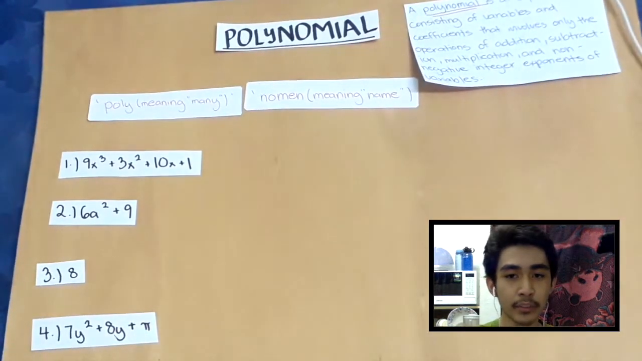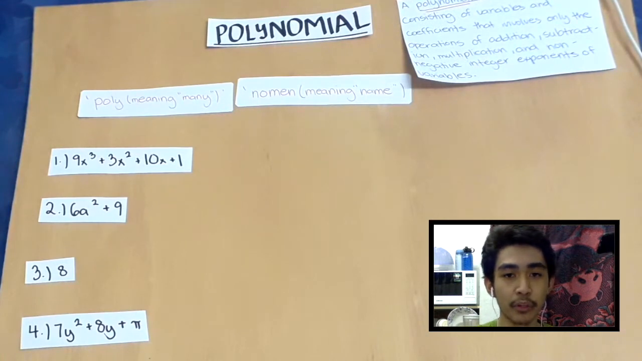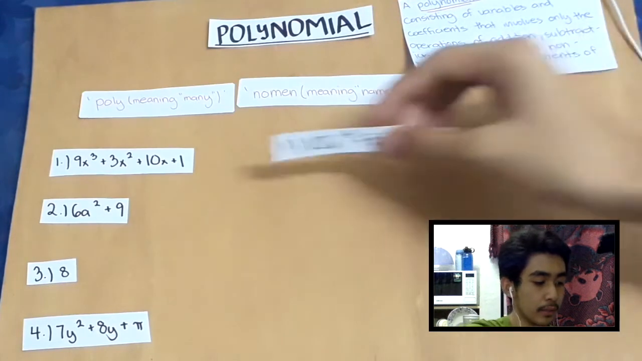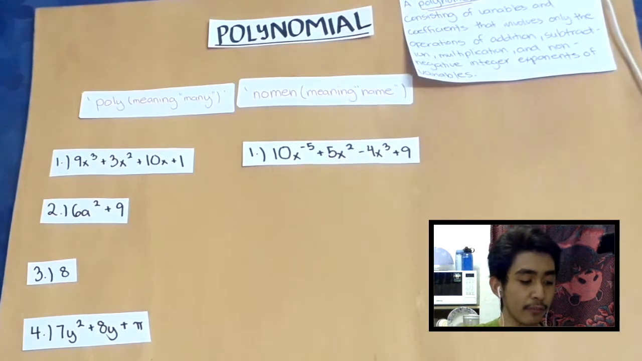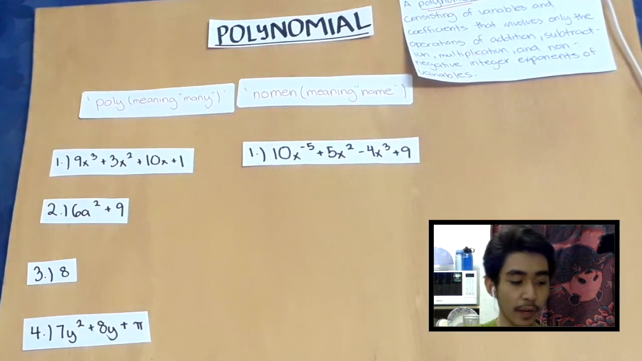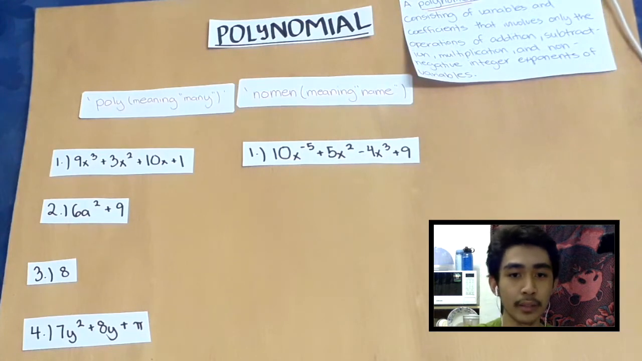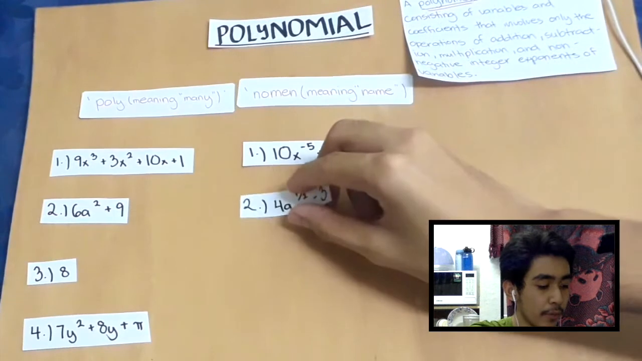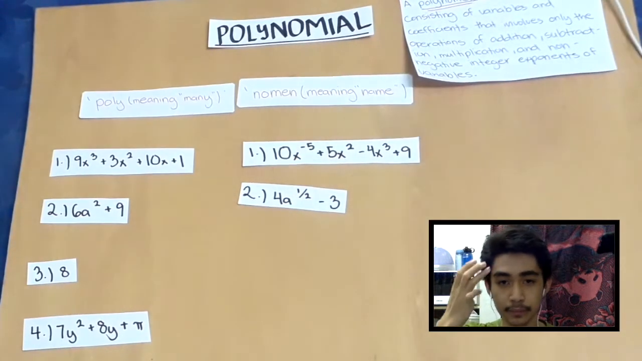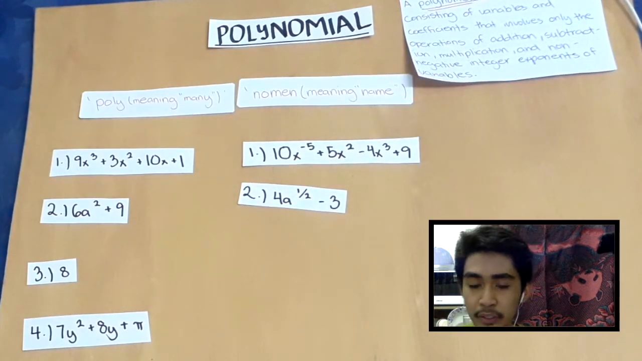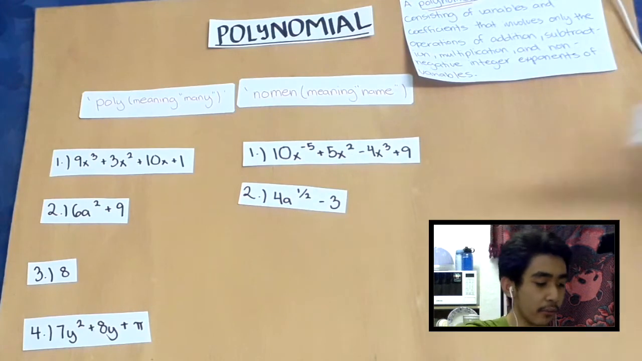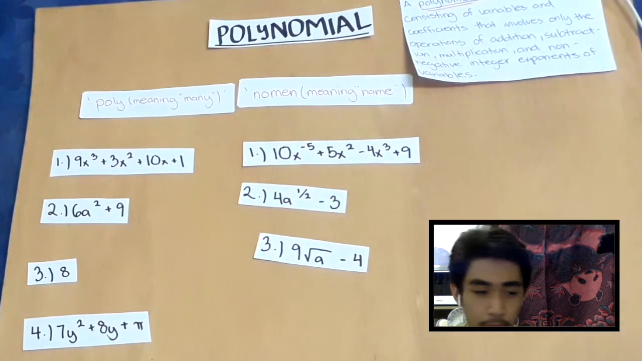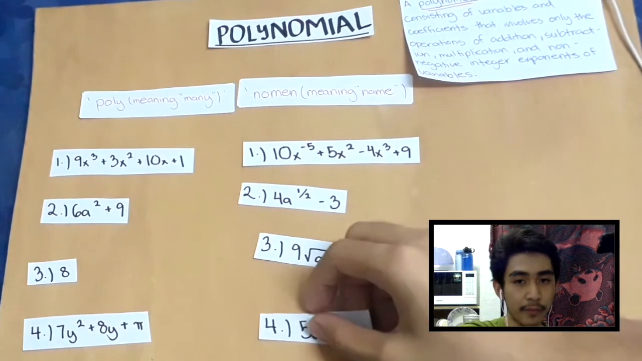Here are examples of expressions that are not considered polynomials. The first example is 10x raised to negative 5 plus 5x squared minus 4x cubed plus 9. The second example is 4a raised to 1/2 minus 3. And the third example is 9 square root of a minus 4. And the fourth example is 5a raised to y minus 5.